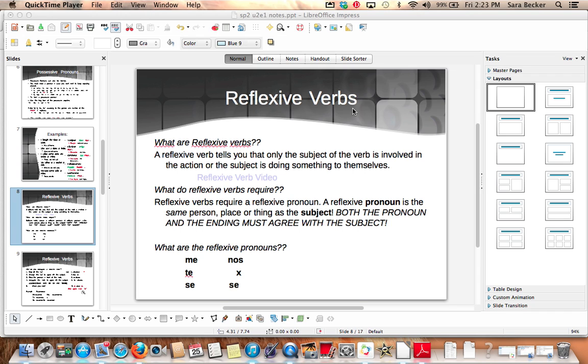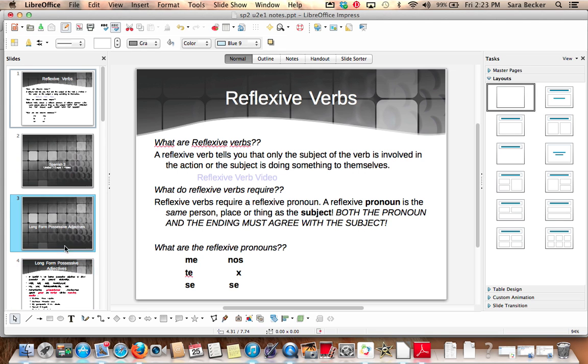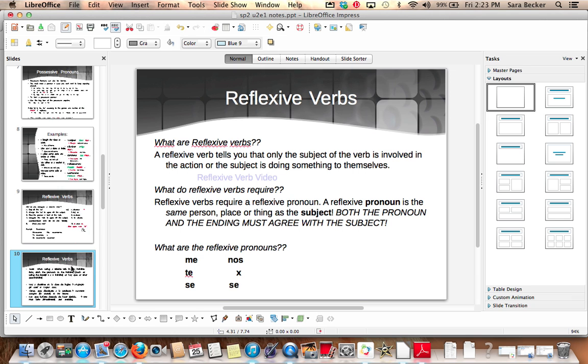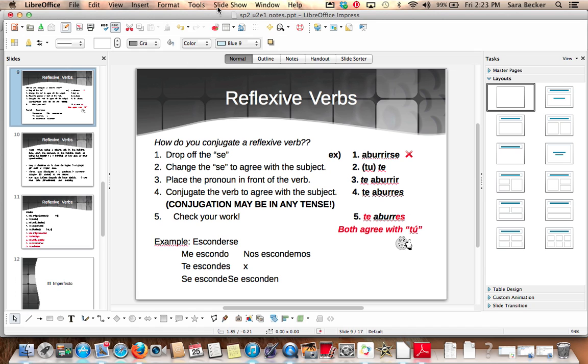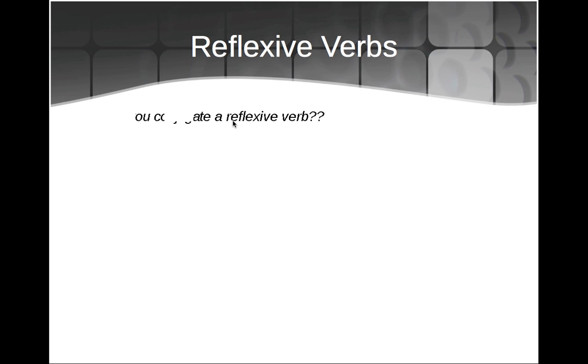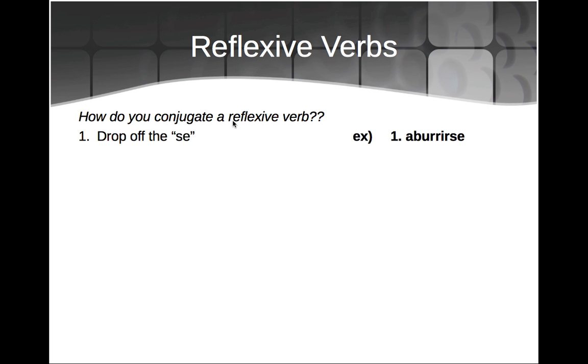All right, so I'm going to go to the next slide and show you exactly how we're going to conjugate this verb. Okay, so the first step is you're going to drop off the se of aburrirse. I think my X might be off a little bit. Sorry, the configuration got messed up. The X should be over the se of aburrirse.